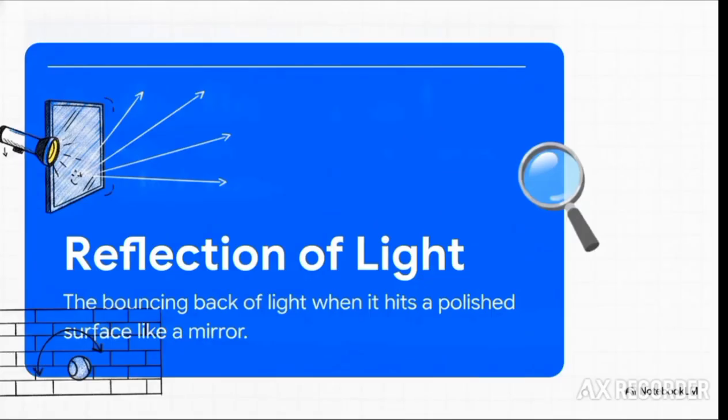Okay, it all starts with a super foundational definition. Reflection of light is simply the bouncing back of light when it hits a polished surface, like a mirror. Think of it like throwing a tennis ball against a smooth brick wall. It doesn't go through, it rebounds, right? But with light, this rebound isn't just some random ricochet. No way. It follows strict, unyielding laws.